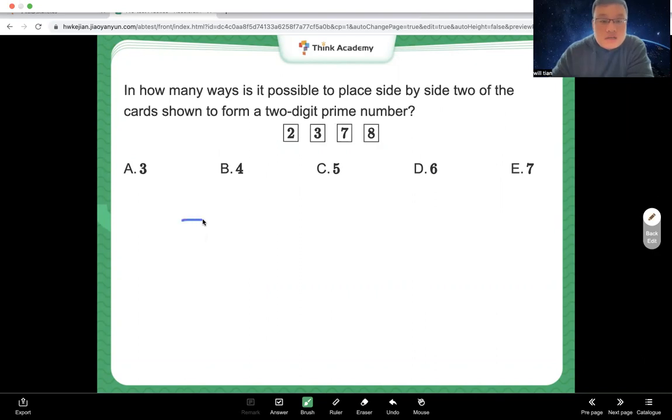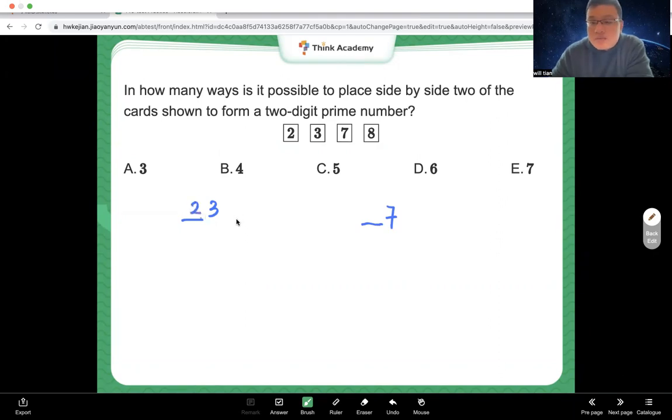So that means the last digit could be either 3 or 7. You're going to have 2 different types. Let's get started from 3, because it's cards, right? So you cannot have 33 or 77, and actually they are not prime numbers. Okay, so let's just check it one by one.